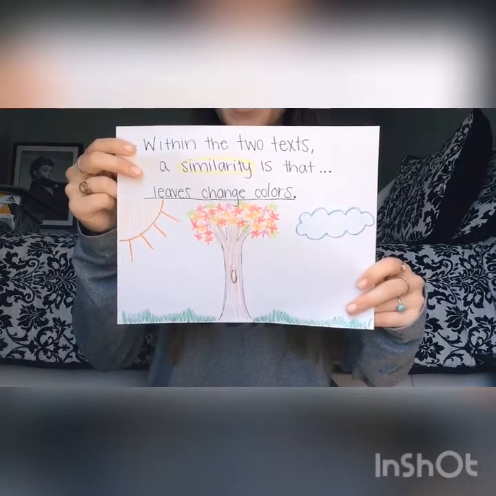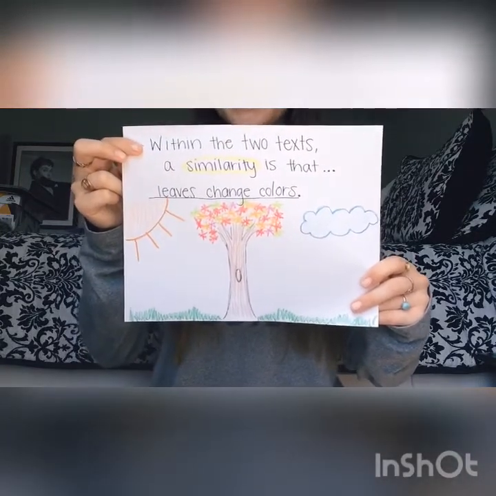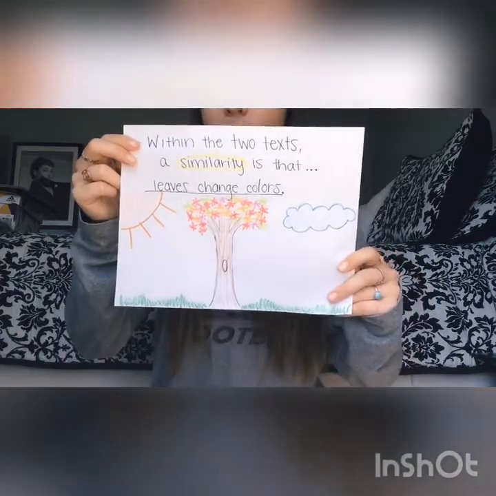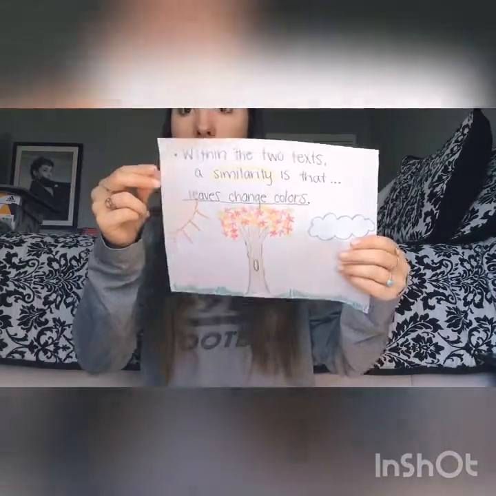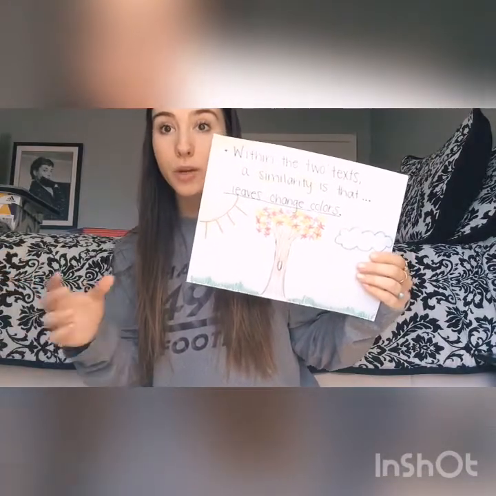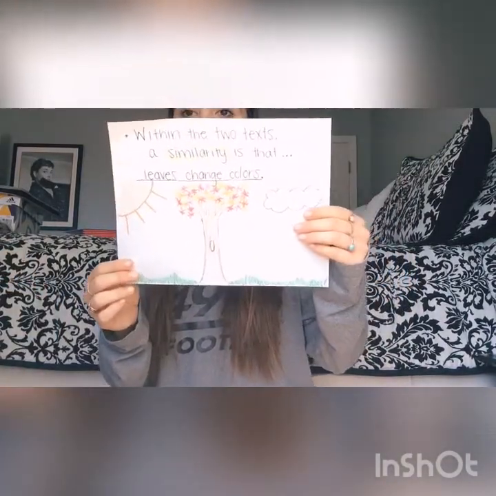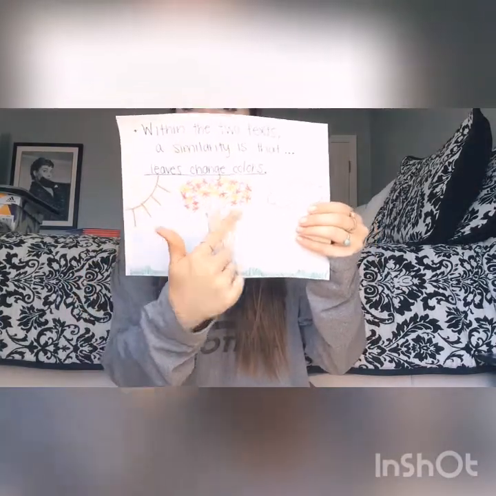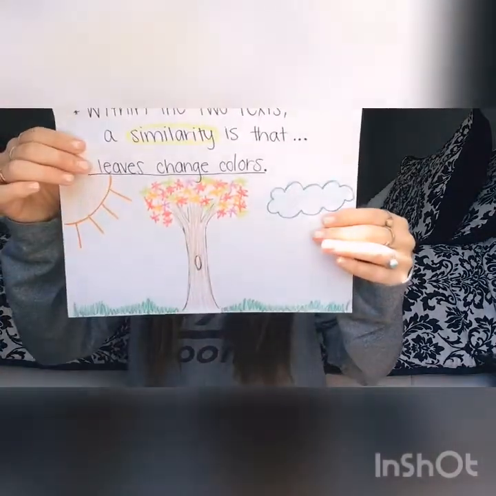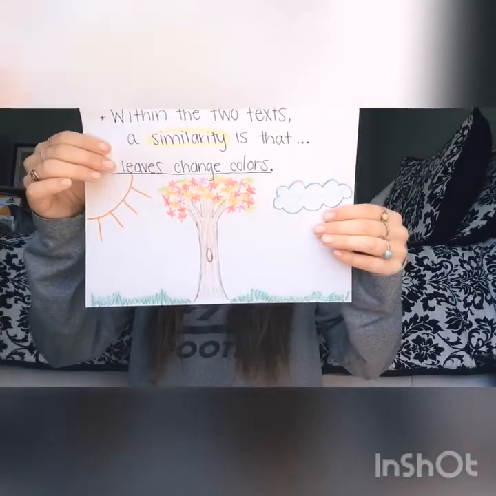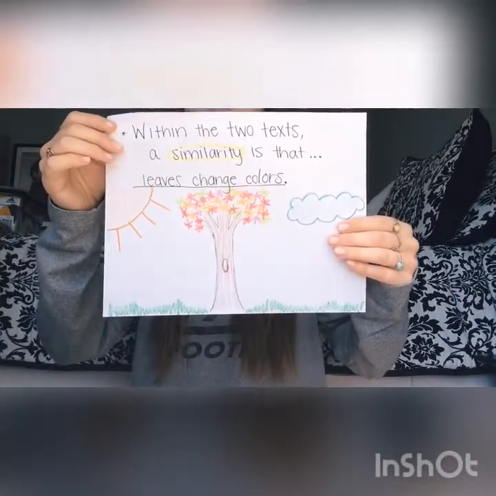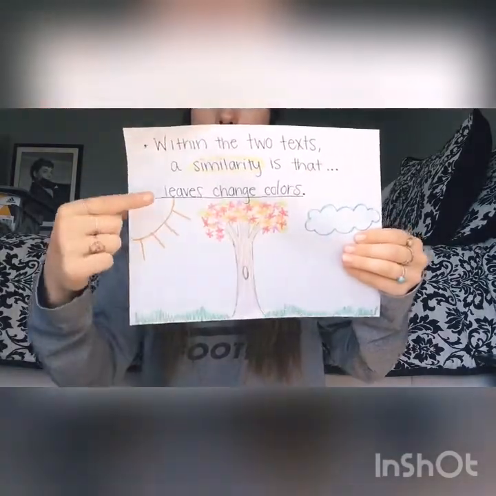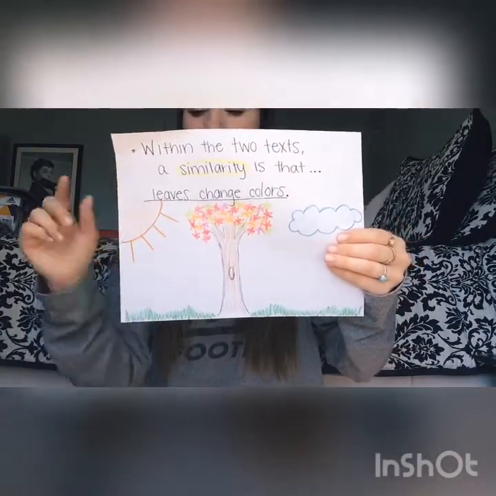Within the two texts, a similarity is that leaves change colors. So I noticed in both the poem and in the story Which Tree, it talks about leaves changing colors. So I drew a picture of my orange and green and yellow and red leaves on that tree, and then I filled in that sentence frame. I put my answer right here.